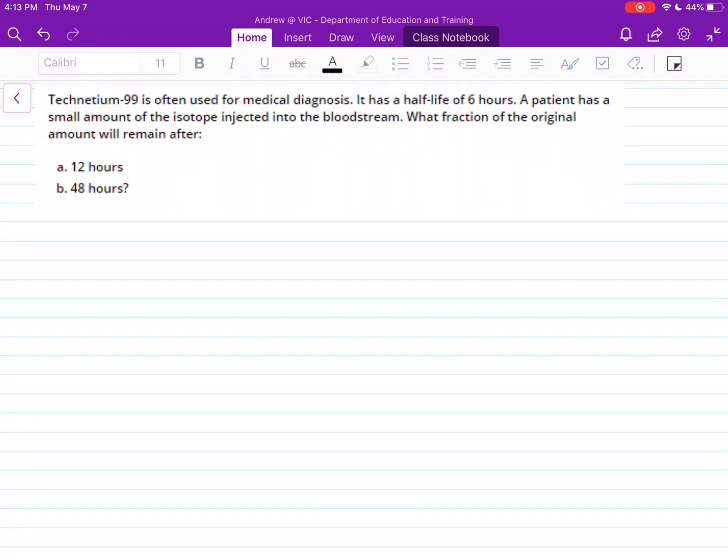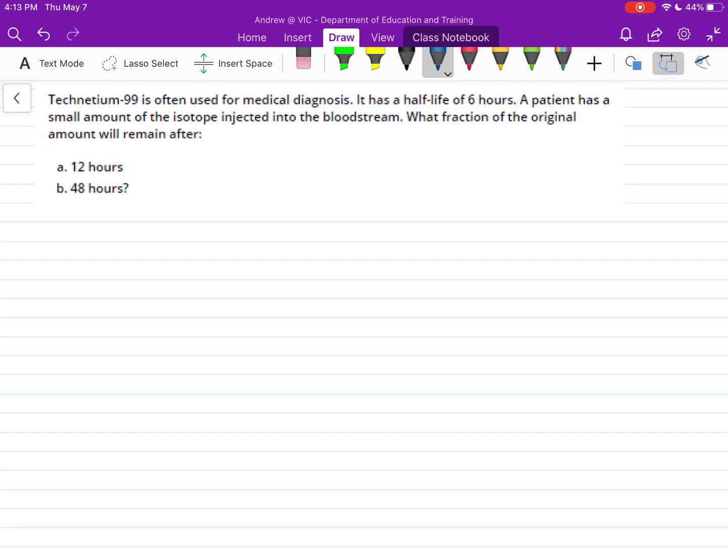G'day, in this video we're going to be going over half-lives. First we're just going to go through this example of half-life. We've got technetium-99, which is often used for medical diagnosis. It has a half-life of 6 hours, and this is just the name of it.